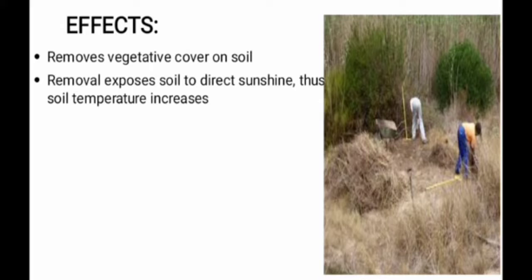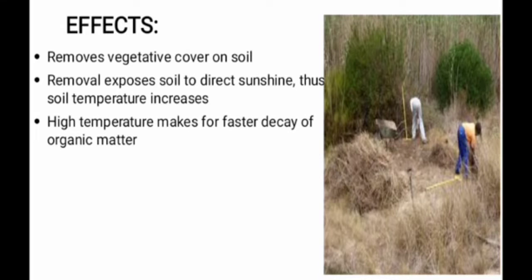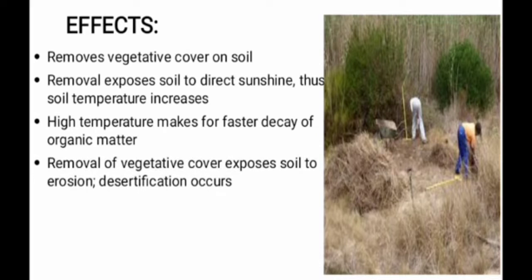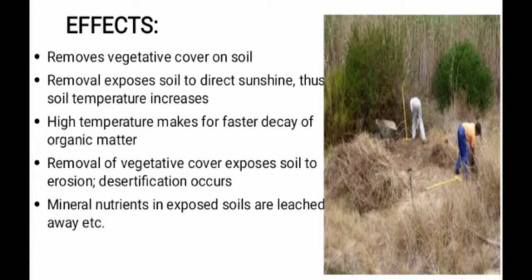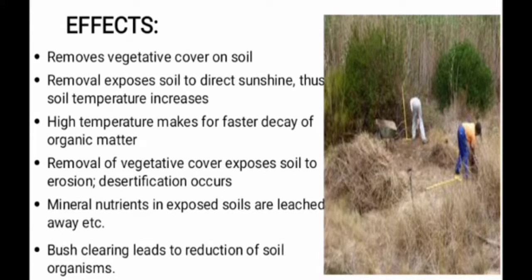Thus, soil temperature increases. The high temperature makes for faster decay of organic matter. Removal of vegetative cover also exposes soil to erosion, and desertification can occur. Another one is mineral nutrients are exposed and they can be leached away. Another one is that bush clearing leads to reduction of soil organisms.